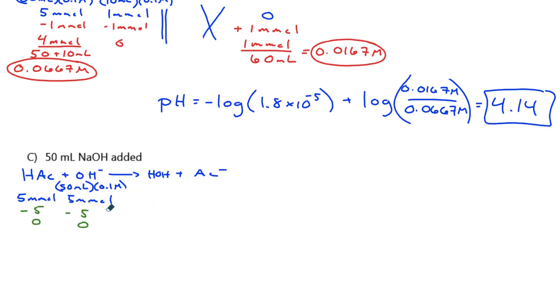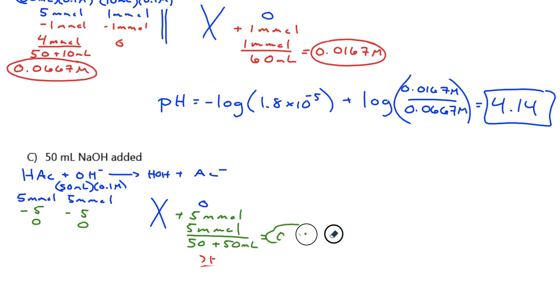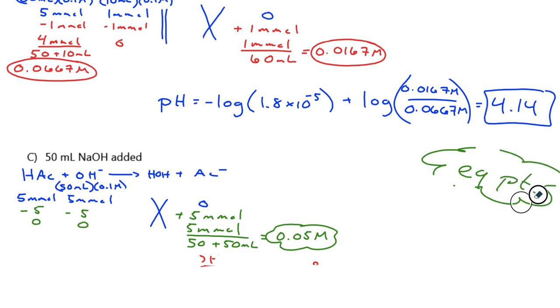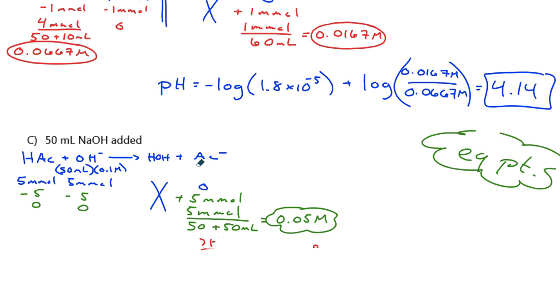But what you've got to realize is that the reaction's still driving to the right. I'm still making water. So we're not going to use that in our equation, but both sides are going to be adding 5 millimoles. So when I'm all done, what I have is 5 millimoles over 50 plus 50. So I have 0.05. This is the hardest step, and the reason why is because this is the equivalence point. And the equivalence point is a tricky situation.